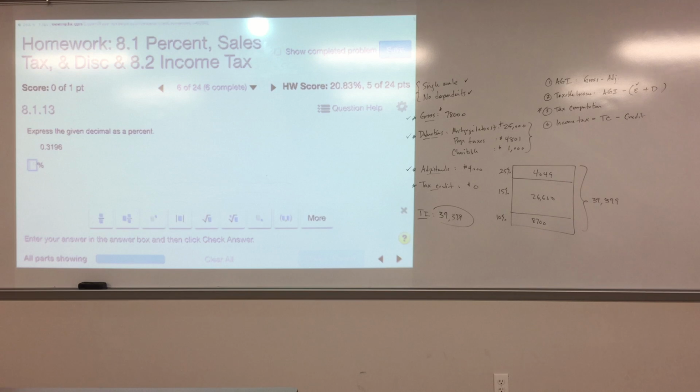What's 0.3196 as a percent? 31.96%. If you're given a decimal, it's easy. The first few problems are harder, not really crazy hard, but harder because you have to convert it first to a decimal. Okay? Now, let's go the other direction.